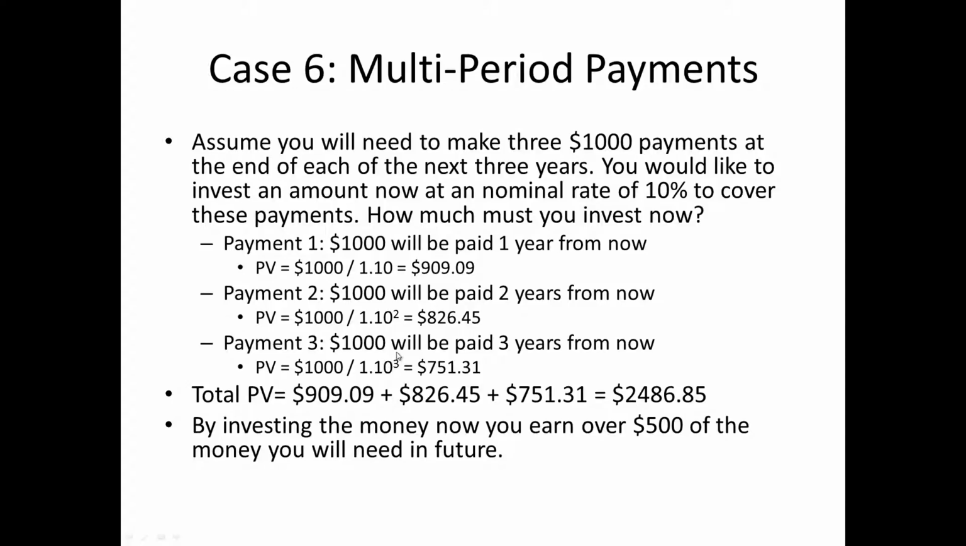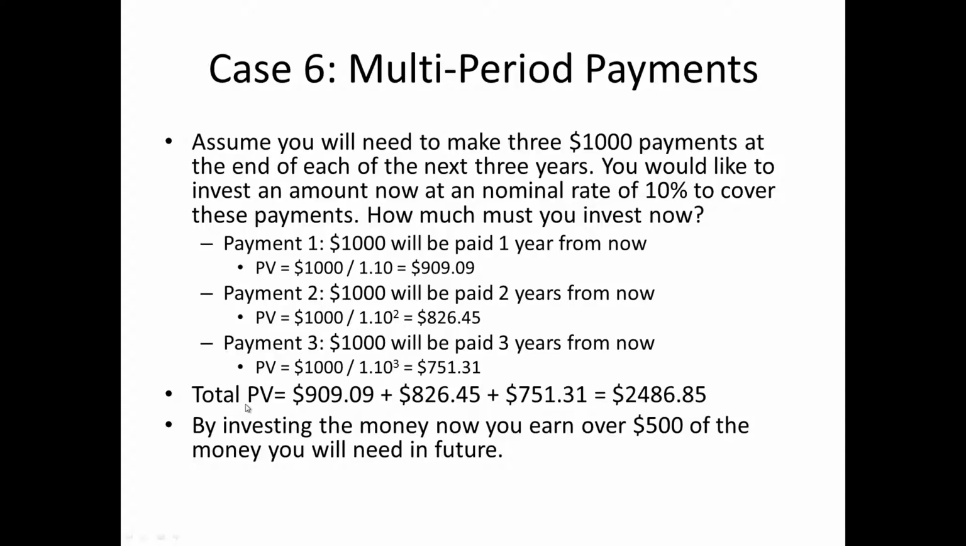Same thing with the payment for year 3. You're going to discount it back at 1 plus the rate raised to the third power, because it's 3 years from now. And so that's $751.31. So if you invested that amount today at 10%, then over 3 years it would grow to $1,000, and you'd have that money available basically to pay off the $1,000 at the end of year 3.